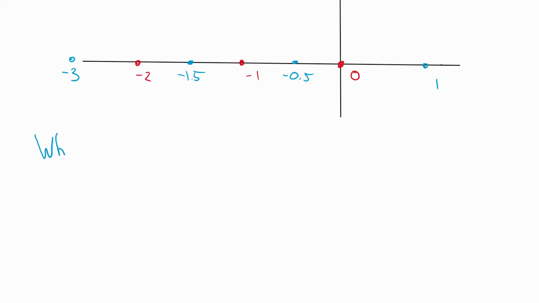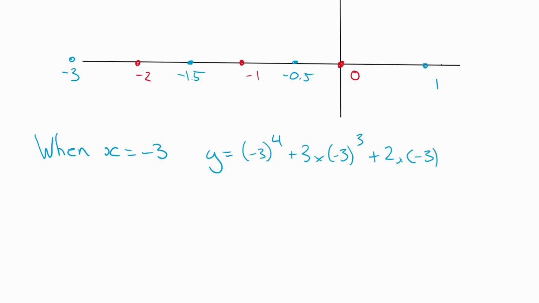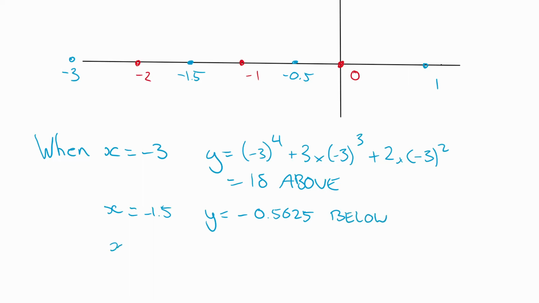So when x equals -3, y is going to equal -3 to the power of 4 plus 3 times -3 cubed plus 2 times -3 squared. Put that in the calculator and you get 18, which is going to be above. All right, so we're going to keep doing that. I'm not going to put in every single one, I'm just going to write what it comes out as. This came out as -0.5625, and that's below. Then we have x equals -0.5, and y equaled 0.1875, and that's above. And then last we had x equals 1, and y equals 6, which was also above.